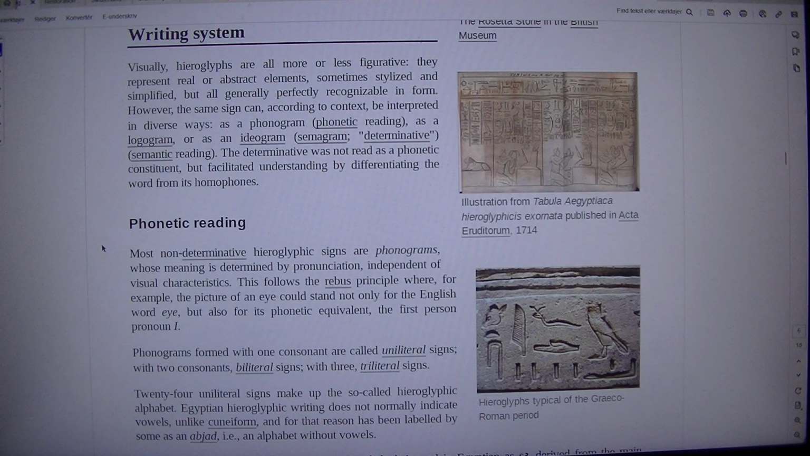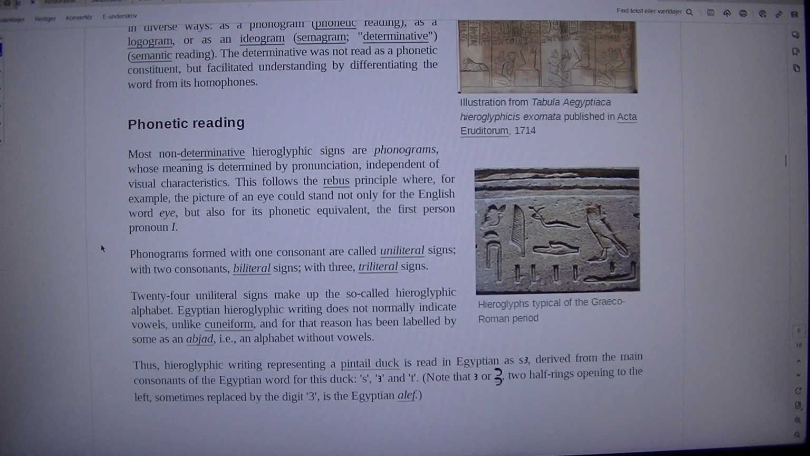The determinative was not read as a phonetic constituent, but facilitated understanding by differentiating the word from its homophones. Phonetic reading. Hieroglyphs typical of the Greco-Roman period. Most non-determinative hieroglyphic signs are phonograms whose meaning is determined by pronunciation, independent of visual characteristics. This follows the rebus principle where, for example, the picture of an eye could stand not only for the English word eye, but also for its phonetic equivalent, the first-person pronoun I.